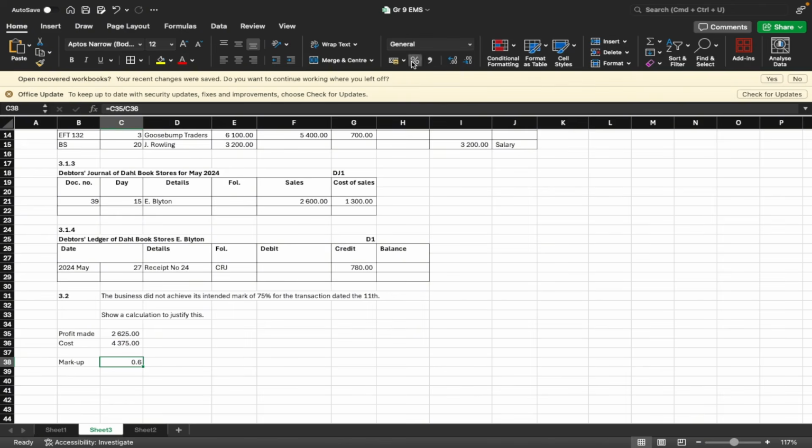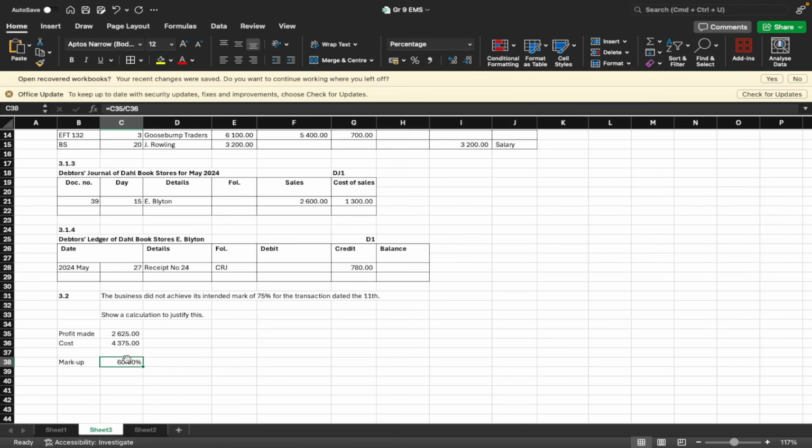And you can see here it's 60%. And so it does confirm what they have told us, that they didn't achieve the intended markup of 75%. Remember, I actually said it has to be less than 75%. If they've already told us that and they're correct, then our calculation will show that it's actually less than 75%. And in this case, they did make a markup of 60%.